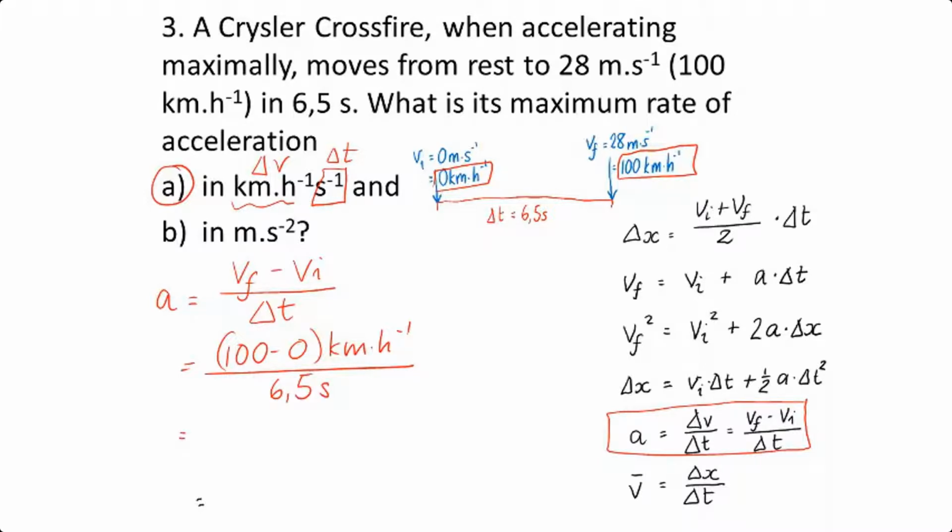100 minus 0 is 100, of course. 100 divided by 6,5 is 15,38, and the unit is kilometers per hour per second.